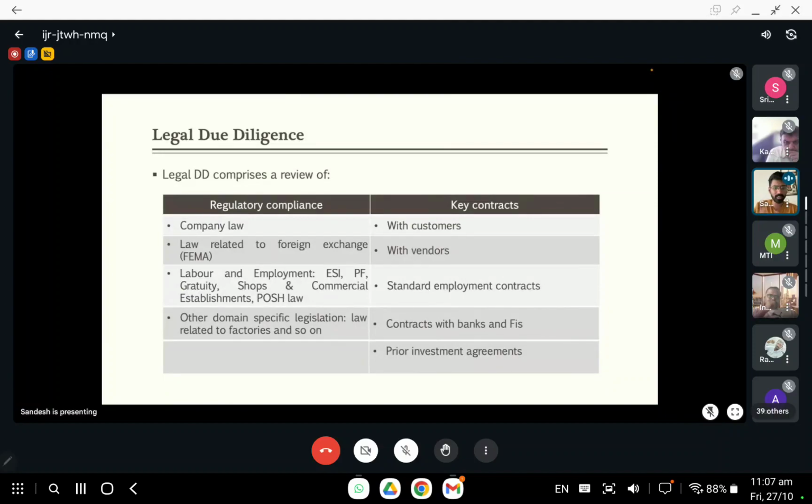Right. So this is something that you will see, that we will ask for documents under the Companies Act, under labor laws. If you have received money from foreign investors, then under foreign exchange laws, and contracts with all kinds of third parties. And if you have raised money from a certain set of investors already, then that becomes a very important document, because the new investor would want to know what sets of rights the existing investors have.